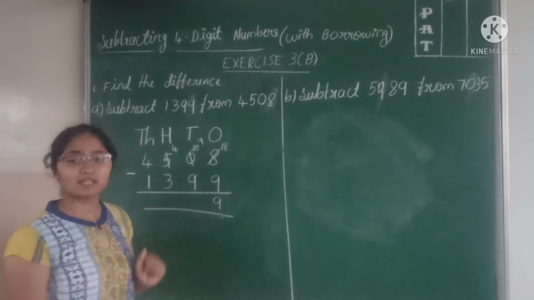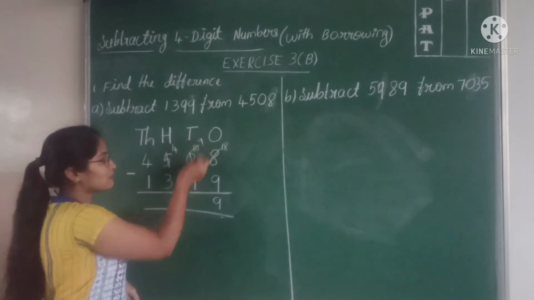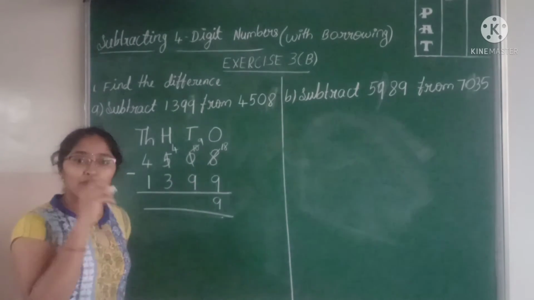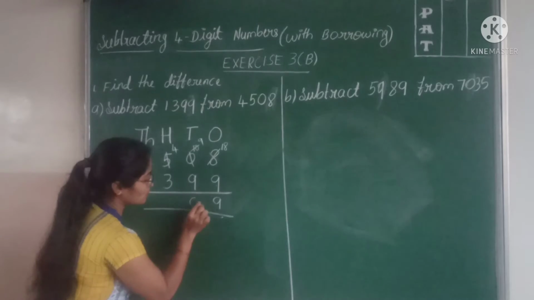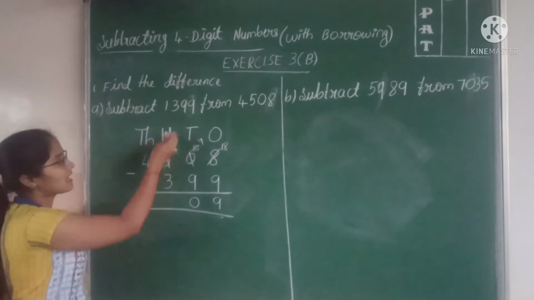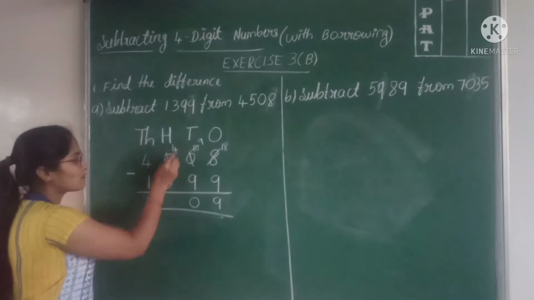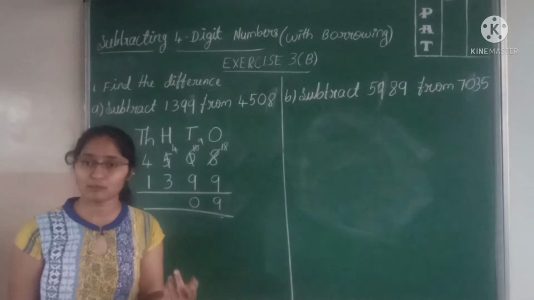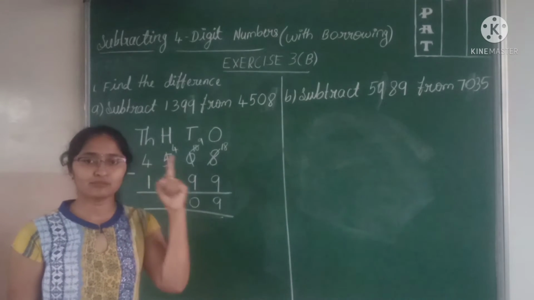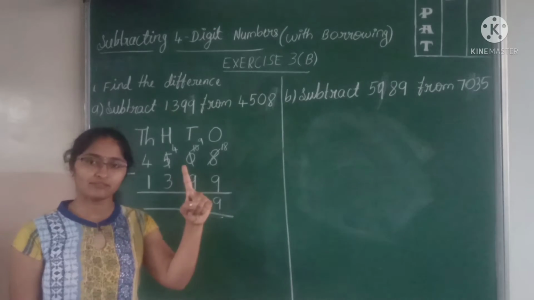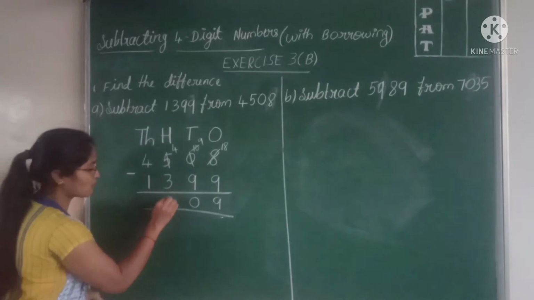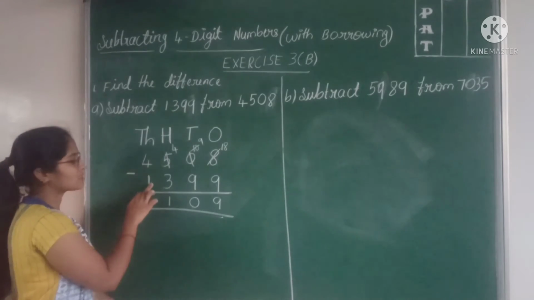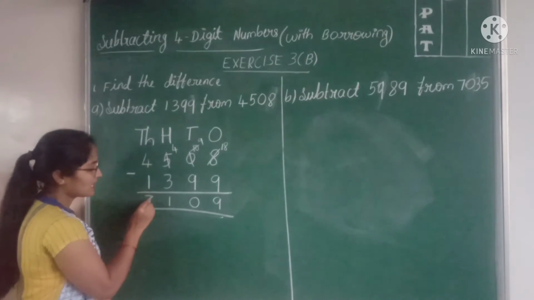Okay, now we subtracted the ones place column. Now subtract the tens place column. That is 9 minus 9. When we subtract a number by itself, we will get the answer as 0. Next, the hundreds place number, that is 4 minus 3. So keep 3 in the mind and count your finger till you get number 4. After 3, 4. How many fingers we got? Only 1 finger. So 4 minus 3 is 1. Next, subtract the thousands place. That is 4 minus 1. 4 minus 1 is 3.